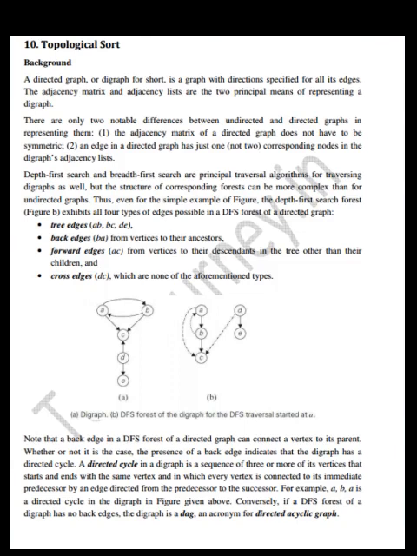Now let us see topological sort. Background: a directed graph, or digraph for short, is a graph with directions specified for all its edges. The adjacency matrix and adjacency lists are the two principal means of representing a digraph. There are only two notable differences between undirected and directed graphs in representing them. First, the adjacency matrix of a directed graph does not have to be symmetric. Second, an edge in a directed graph has just one, not two, corresponding nodes in the digraph's adjacency list.